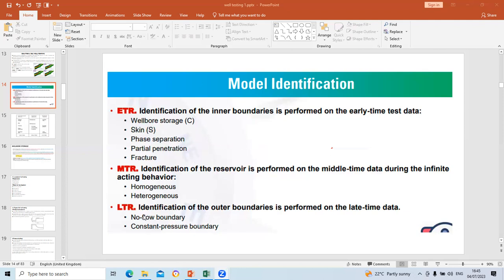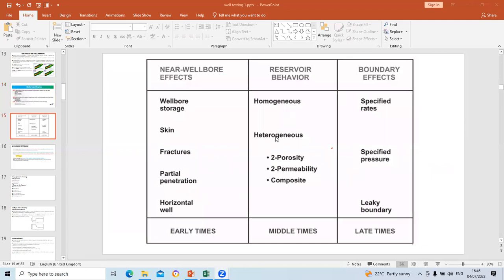So these are the various models, or the various things that we can characterize from a pressure transient test. So these are just the information that I've talked about. We have heterogeneous, we have dual porosity, we have dual permeability, we have composite. For when it reaches the boundary at the late time, we may have different types of boundary. We may have a leaky boundary, we may have a sealing fault, we may have a closed system, and so on.